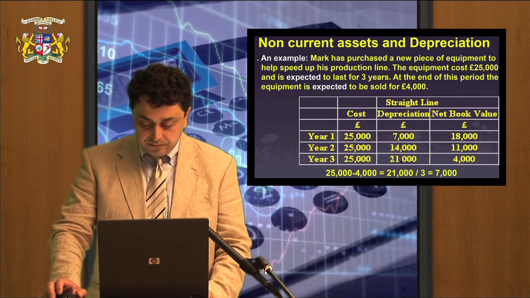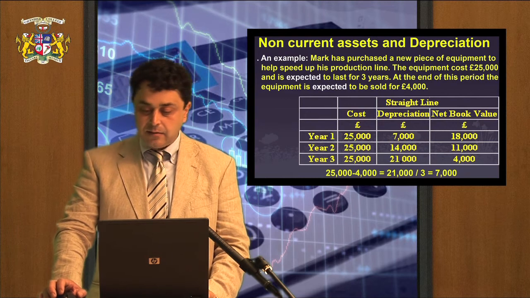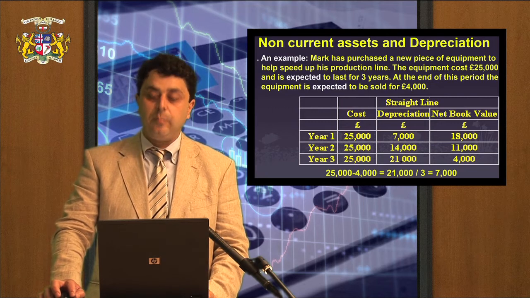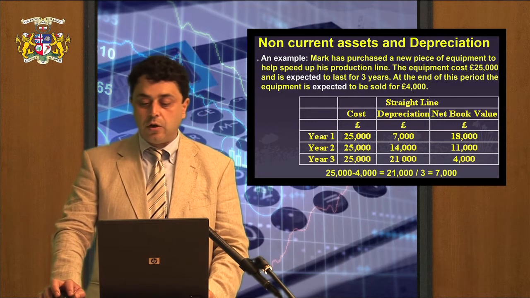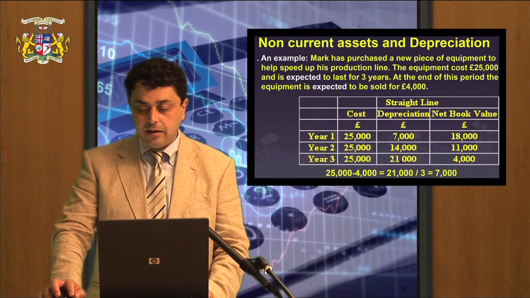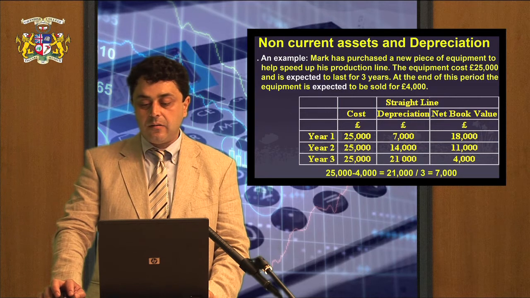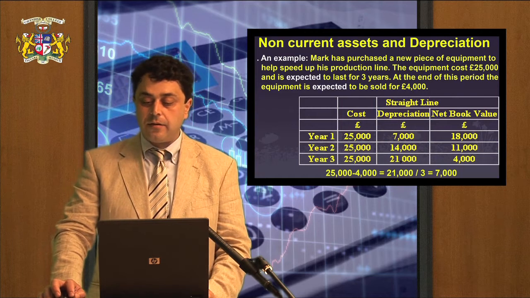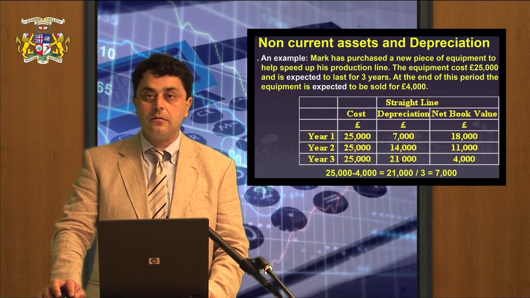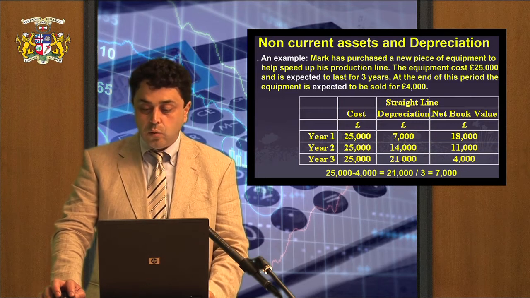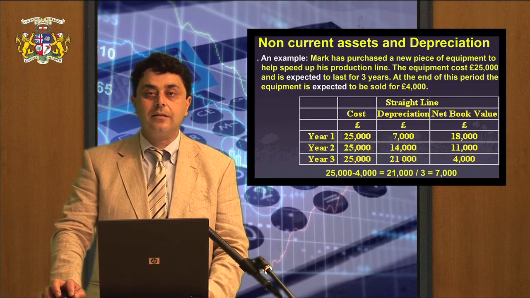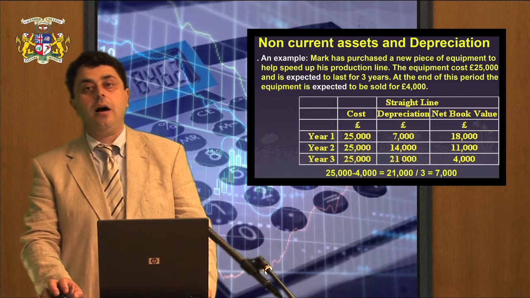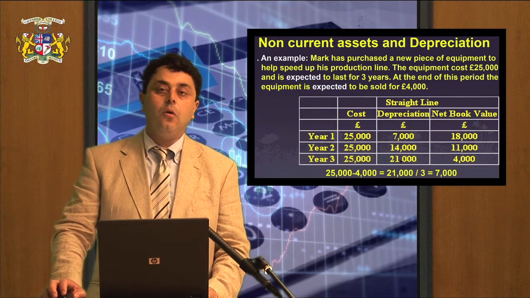So year 2, we see that as the asset becomes older, the depreciation of 1 year is added to the depreciation of previous years. So year 2, the total depreciation is 7 plus 7. Year 3 is 7 plus 7 plus 7. You can see that at the end of year 3, the value of the asset is 4,000. However, this is not what the actual value of the asset will be. You may attempt to sell the asset, and the asset may fetch either a higher amount of money or a lower amount of money.